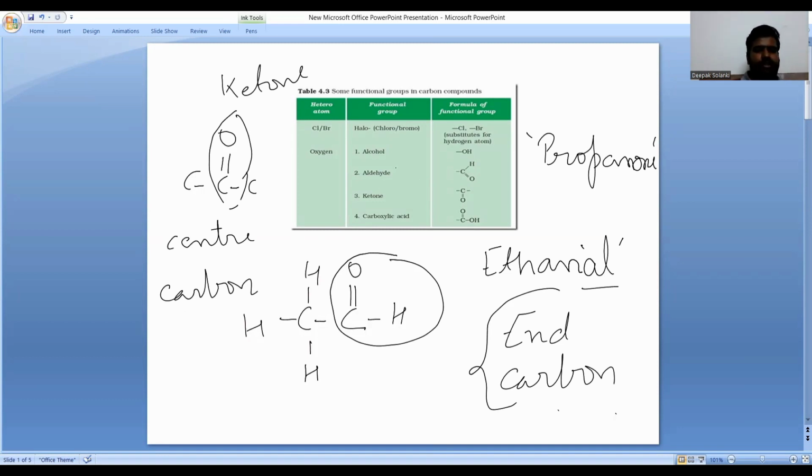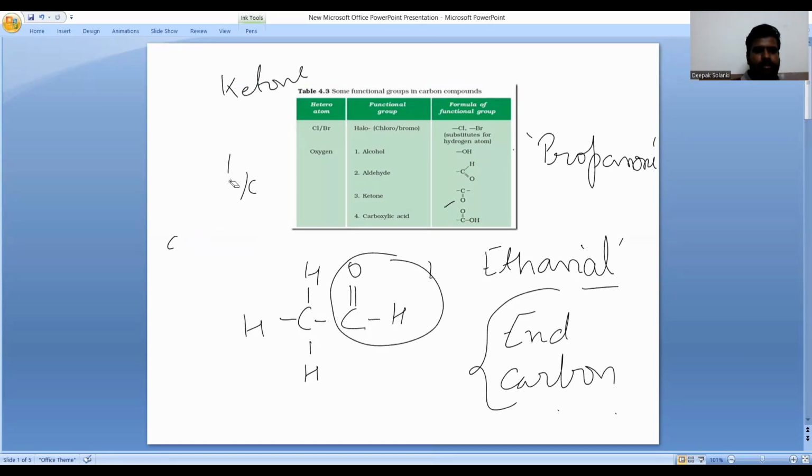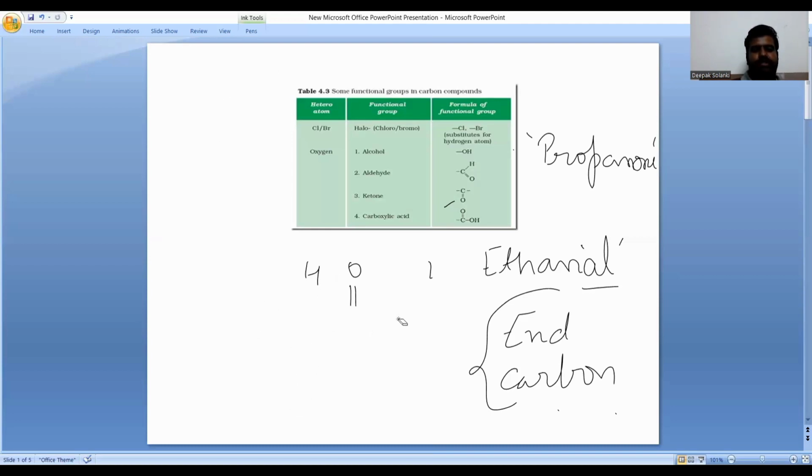And the last one we will take is carboxylic acid. Okay, let me rub it. Carboxylic acid, in which oic acid will be used.